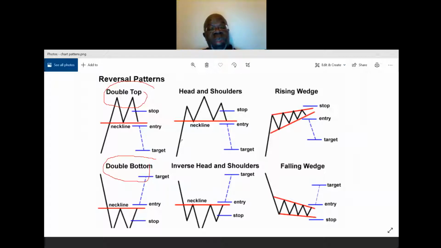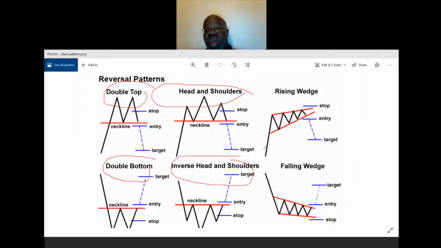Or a head and shoulders, which means it comes up, hits a point there, comes down, up again, down, up again, then reverses. So it's a head and shoulders, and then an inverse head and shoulders when it's at the bottom, and then a rising wedge and a falling wedge.